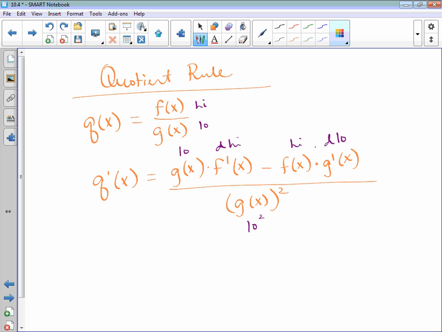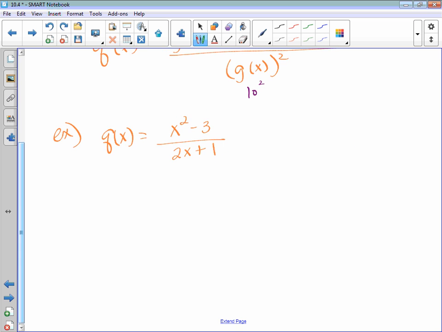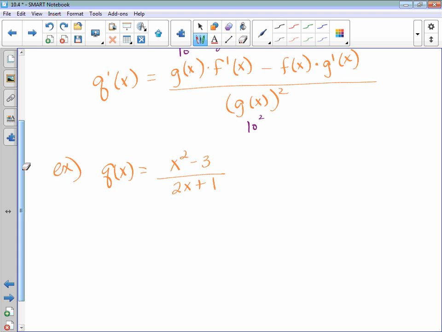So let's say, oops, we'll call it Q of x. Let's do x squared minus 3 over 2x plus 1. Do you guys want to try this one on your own? Yes. Okay.